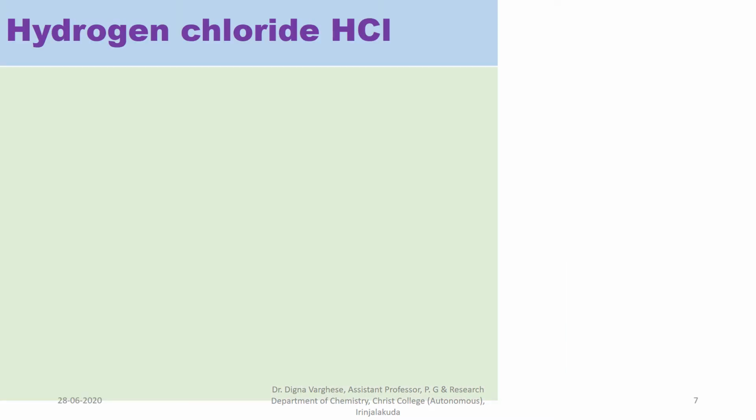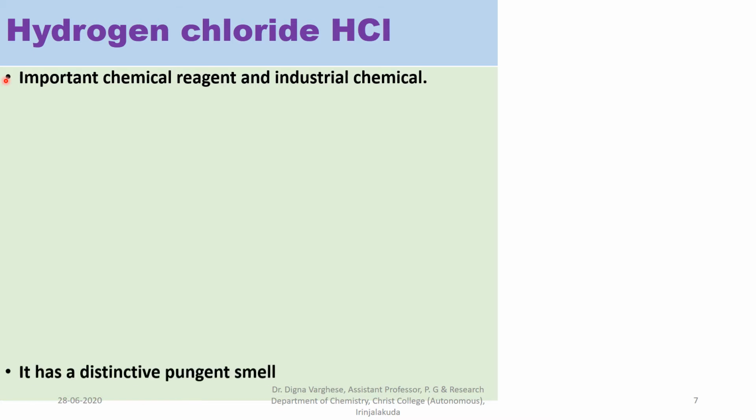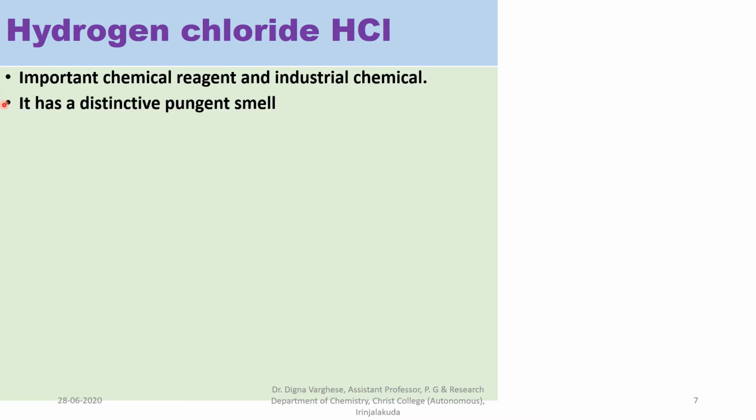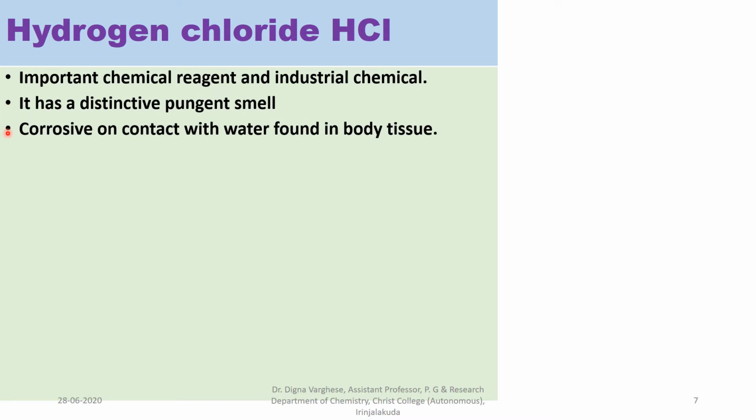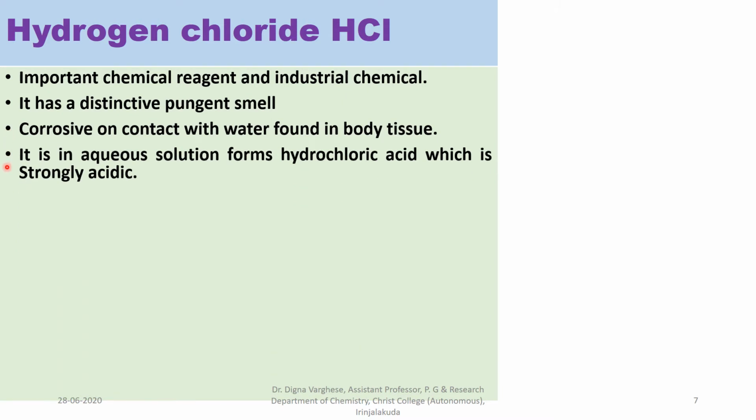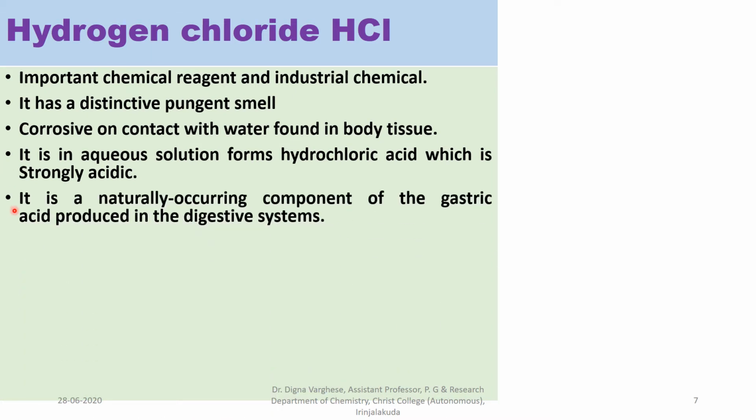Hydrogen chloride. It is also known as chlorane. It is an important chemical reagent and an important industrial chemical. It has a distinctive pungent smell. It is highly corrosive on contact with water found in body tissue. Its aqueous solution forms hydrochloric acid, which is strongly acidic and is a good lab reagent. It is a naturally occurring component of the gastric acid produced in the digestive system.